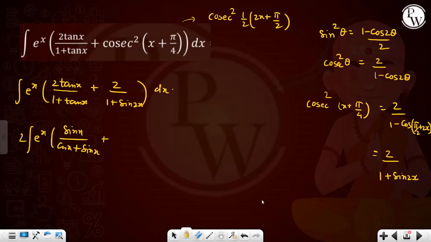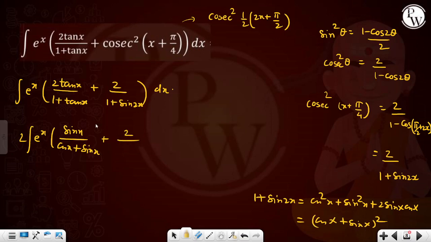Now 1 plus sine 2x can be written as cos square x plus sine square x plus 2 sin x cos x. This will be cos x plus sin x whole square. So 2 we have taken out, so it will remain just 1 upon cos x plus sin x whole square dx.